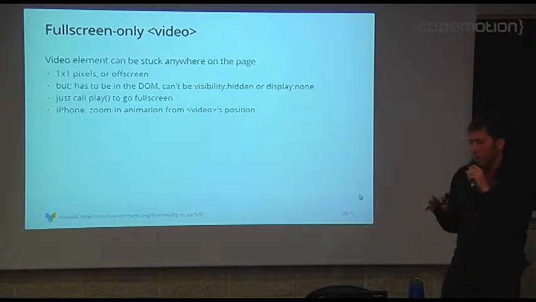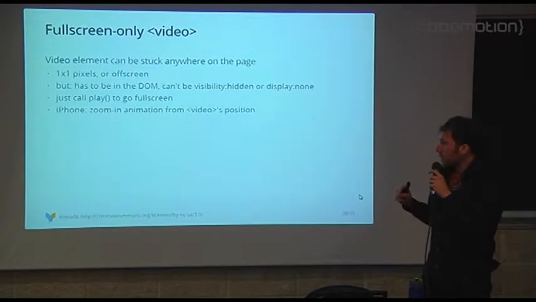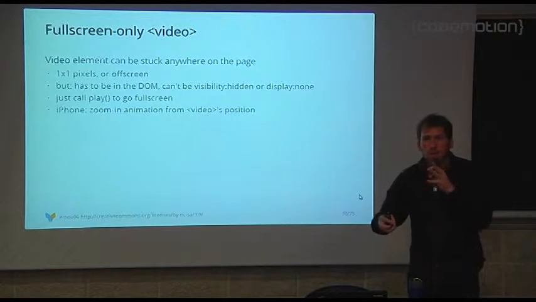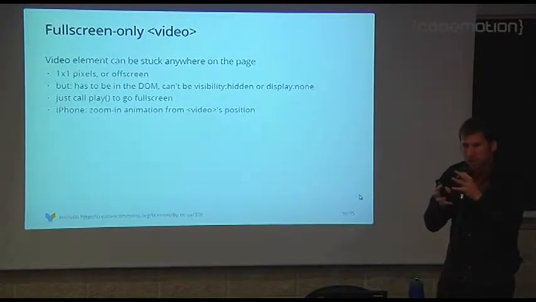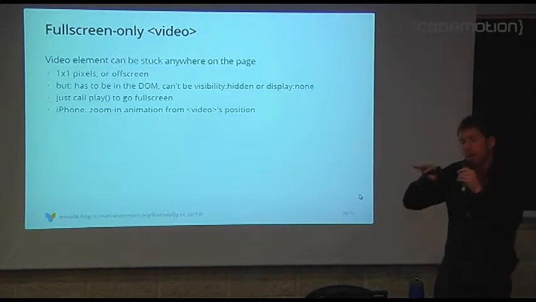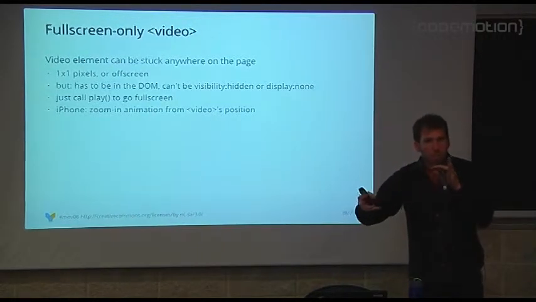Another thing to remember is for iPhones, they do this zoom animation into it. So if you want a nice smooth zoom from the center, from where you clicked, I would recommend that you take your 1 pixel by 1 pixel video tag and put it where the actual image is. That way, when they click it, it looks like it's zooming from that space.